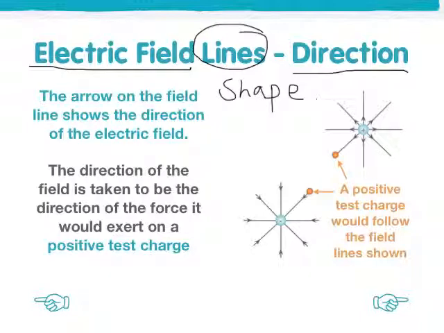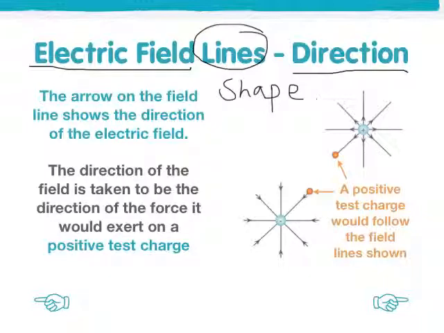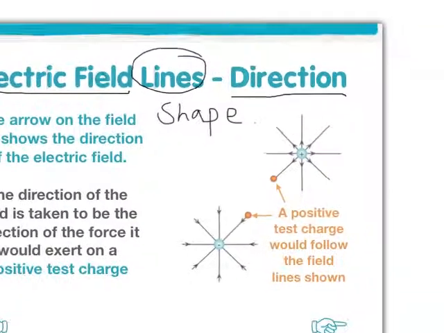Now here we have an example of a radial force line. Okay, so radial lines are always drawn around point charges. Before we think about shape too closely, let's look at the direction.